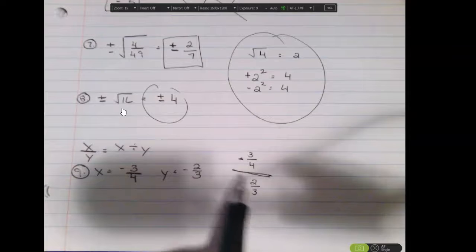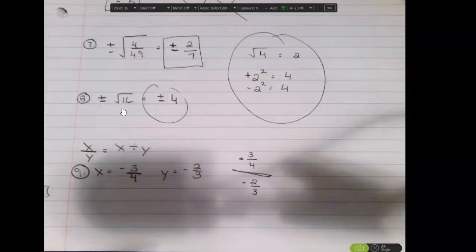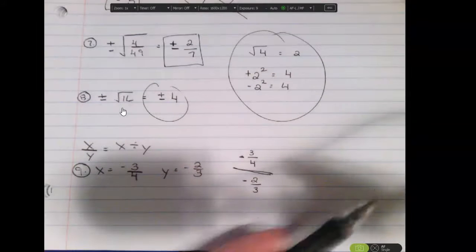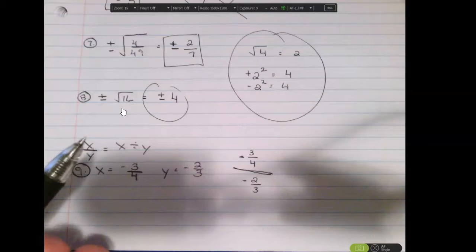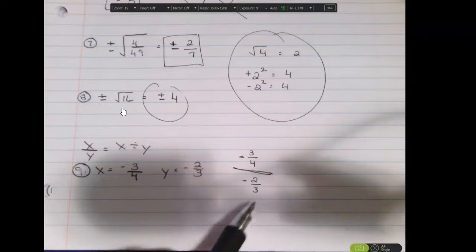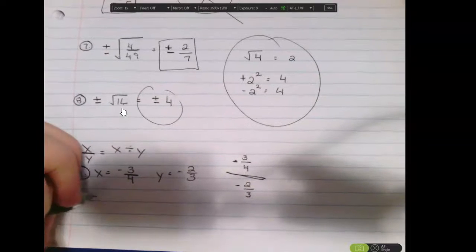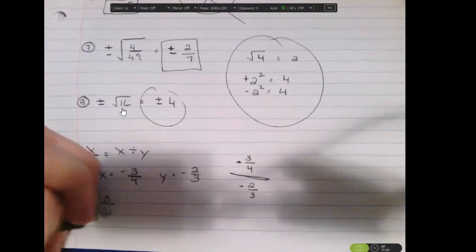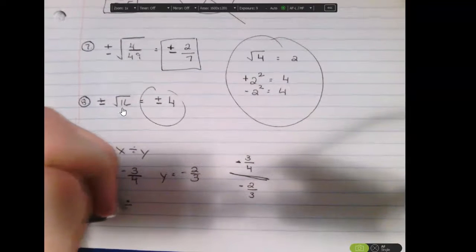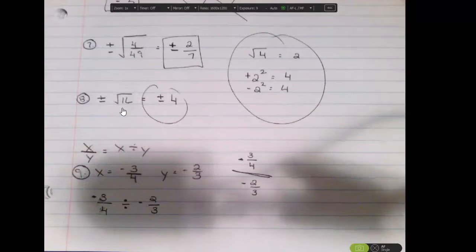Well, anytime that we have this fraction bar, that's the same thing as division. We should know that, because whenever we convert a fraction into a decimal, we have to divide. We do the long division, and then we carry things out. So anytime you have the fraction bar, it just means you're doing division. So I'm doing negative 3/4 divided by negative 2/3. So I'm really just doing a fraction divided by a fraction.